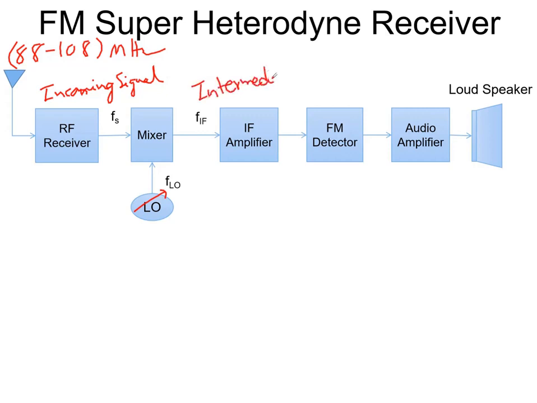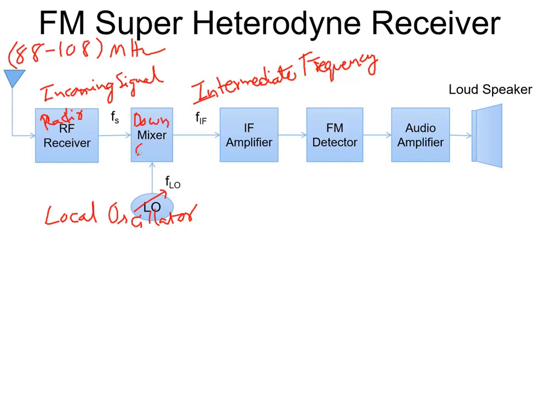And what does super heterodyne receiver mean? Intermediate frequency. RF stands for radio frequency. Then LO stands for local oscillator. What kind of signal will the local oscillator try to generate? It tries to generate one kind of frequencies. Then the mixer is generally a down converter, in most cases. It is not mandatory to be a down converter, it can be anything.